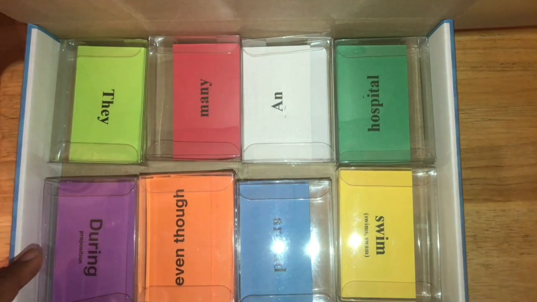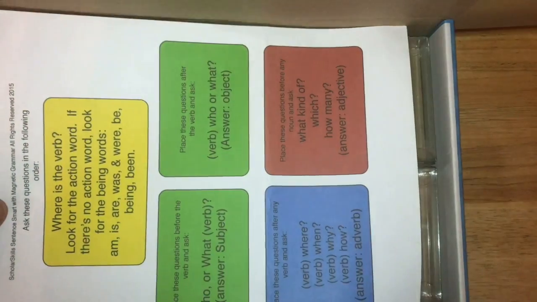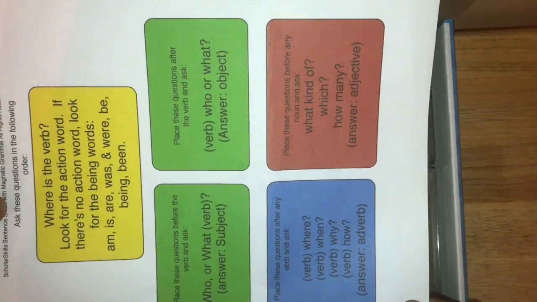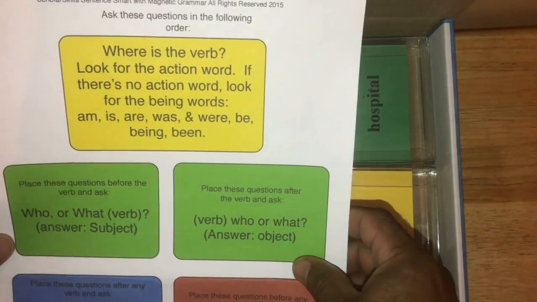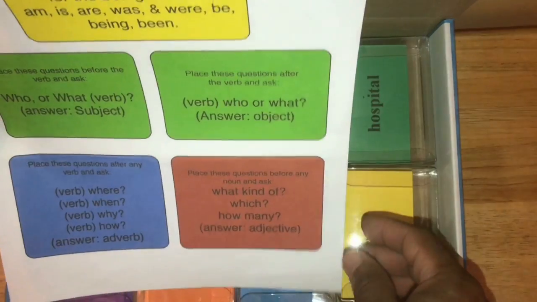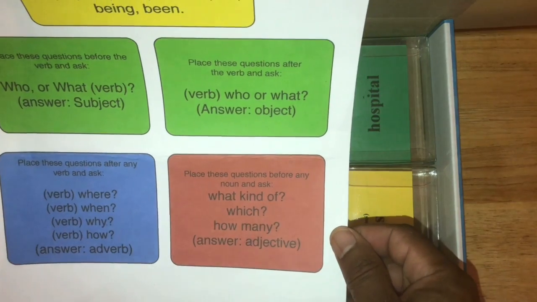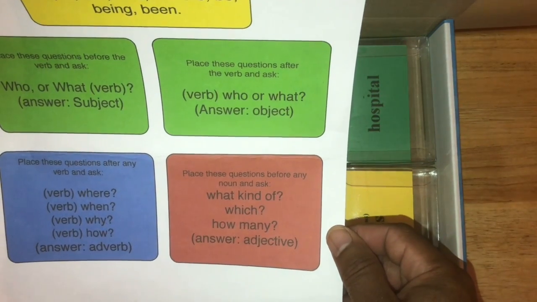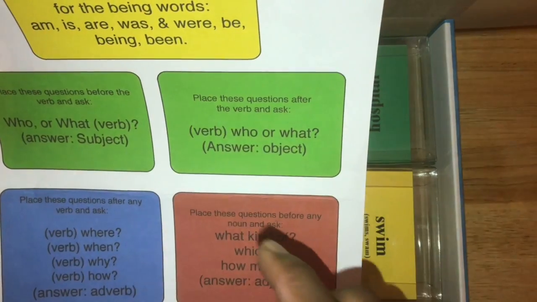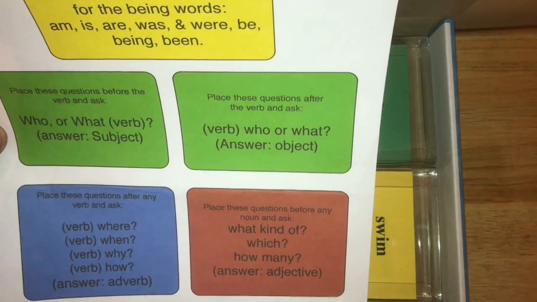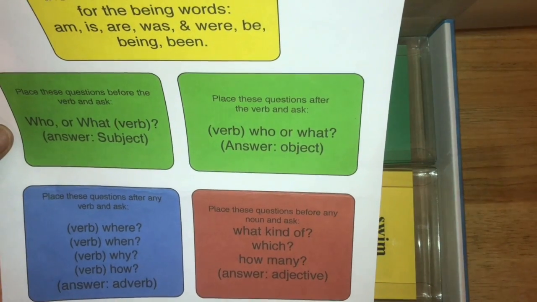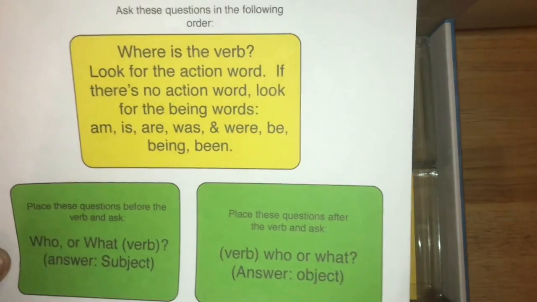And then together with this, coming out of your kit, you will have your Sentence Smart chart where you can ask and answer questions, such as, where's the verb? Who or what verb? Verb who or what? Verb where, verb when, verb why, verb how, what kind, which one, how many. These are going to be the questions that you'll ask to analyze complex sentences and simple sentences and to expand them. So these are going to be the question groups.